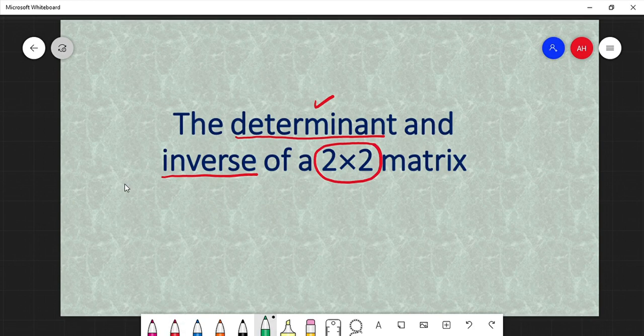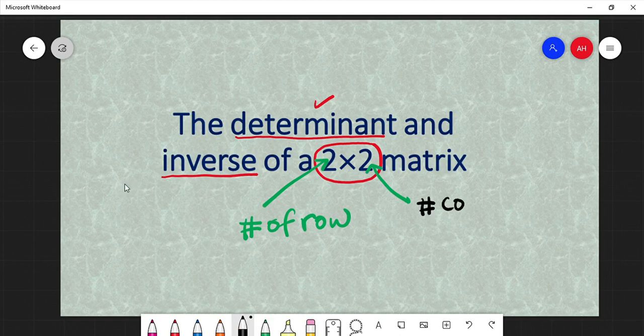The first number 2 is for the number of rows, and the second number 2 is for the number of columns of that matrix. 2 by 2 means the matrix has 2 rows and 2 columns. So in this video, we are going to specifically discuss the determinant and the inverse only for 2 by 2 matrices.